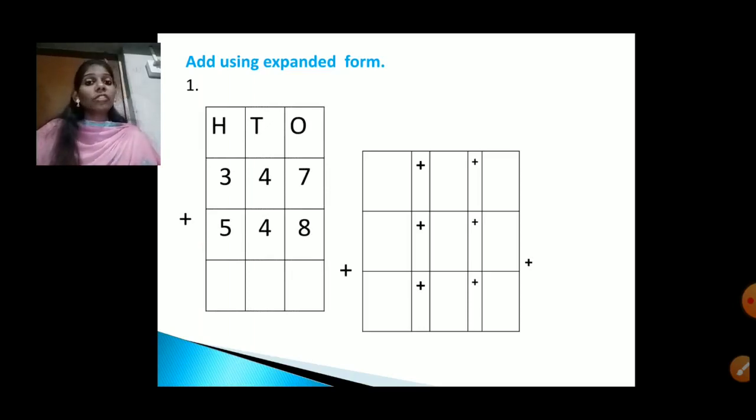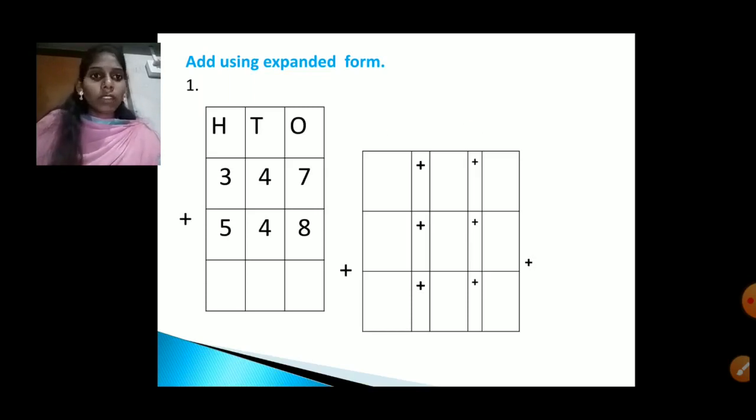347 plus 548. So whenever you solve expanded form sums, what you have to do? First you have to expand each and every number. Correct? And then you have to add those numbers, and then the answer that comes, we will add again. That is expanded form. Correct? So here first we will start from the ones place only. So first we will expand the ones place.